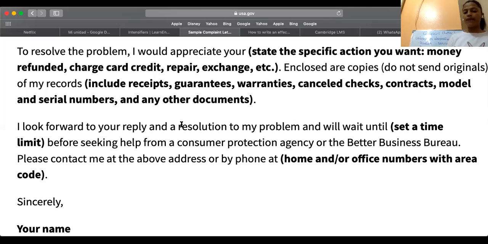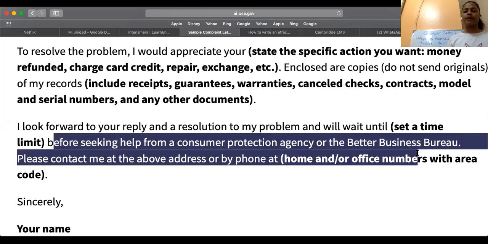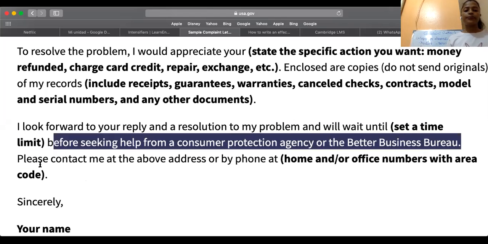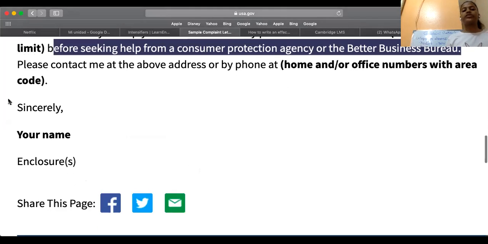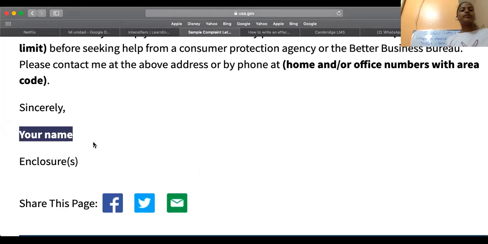Before seeking help from a customer protection agency, you know that we have an organism here in the Dominican Republic that is in charge of these kinds of things, that is Proconsumidor, right? So they have something similar to that. That is the Consumer Protection Agency or the Better Business Bureau. You can just copy and paste that part if you want. Please contact me at the address above or by phone number at, and you give them your contact information. Sincerely, Petranca de los Santos.